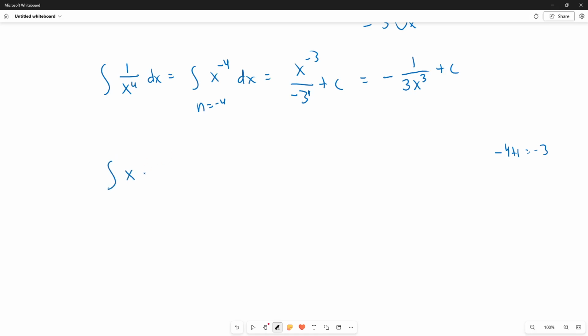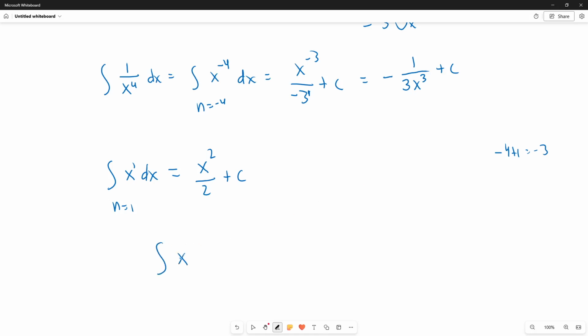Let's look at the integral of x. That's power rule with n equals 1. The power 1 was not written, but it's there. So this is power 1, and the antiderivative is x squared over 2. So the integral of x dx is x squared over 2.